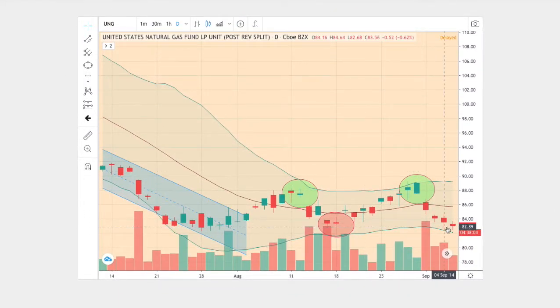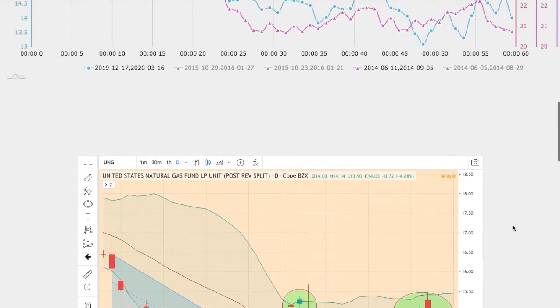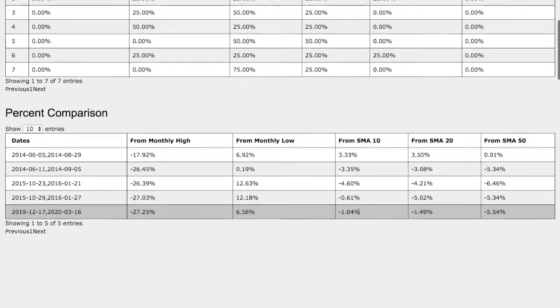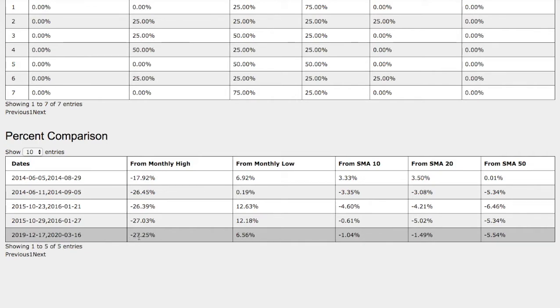This is near the bottom range of the trend, and this is still in the middle range of the trend. And if we examine closely the technical percentages for the current trend, what we have here is down 27% from monthly high, up 7% from monthly low, down 1% from 10 moving average, down 1.5% from 20 moving average, and 5% down from 50 moving average.